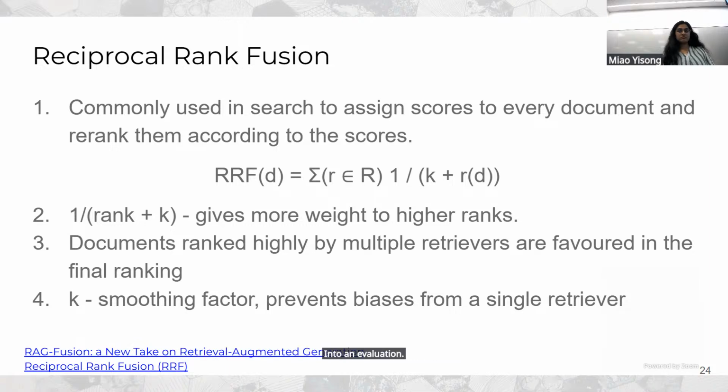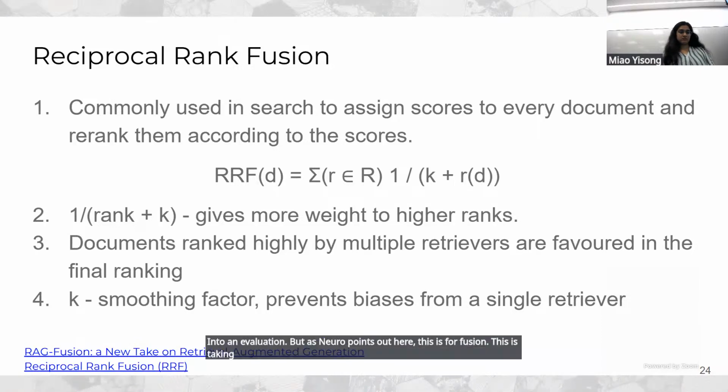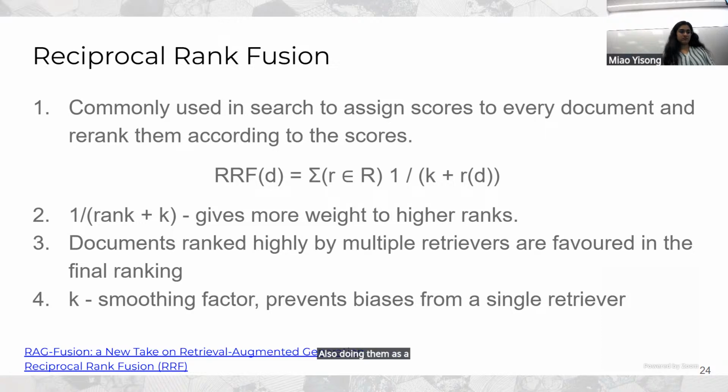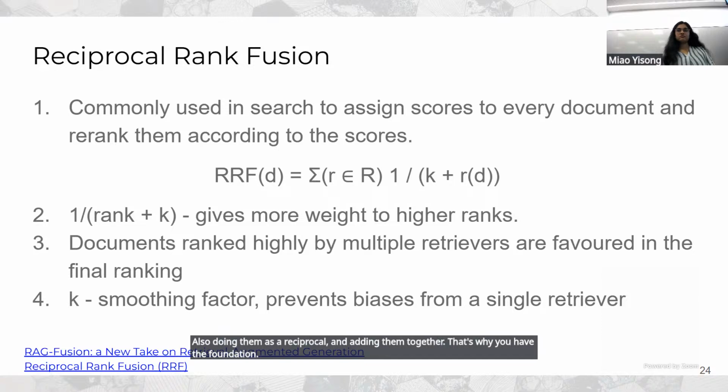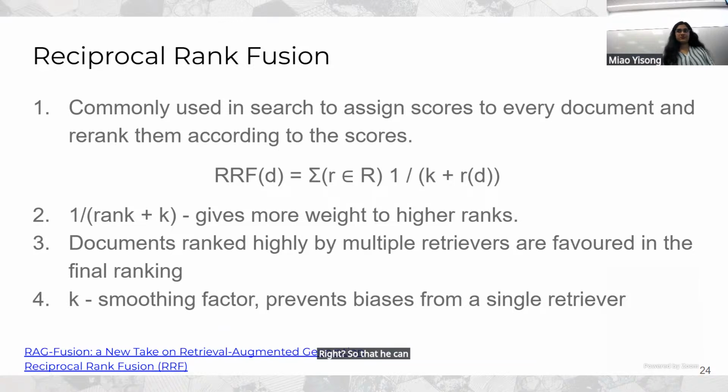But as Nura points out here, this is for fusion. This is taking several rank lists, turning them into reciprocals and adding them together. That's why you have the summation at the beginning. Then you can take documents that are in common across several rank lists and decide how important they are.